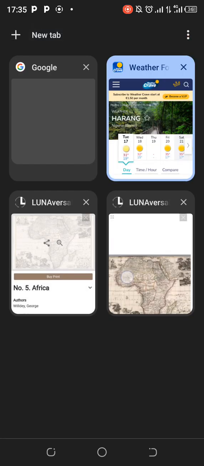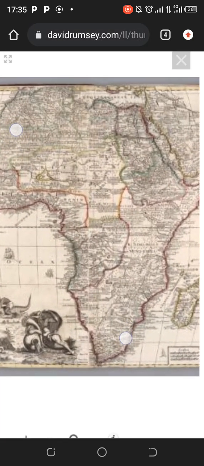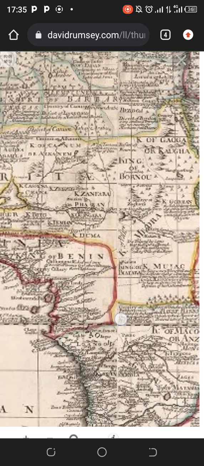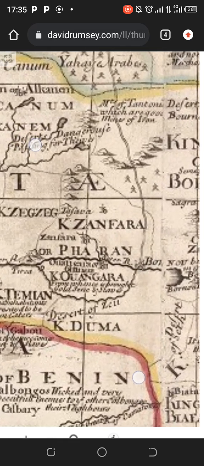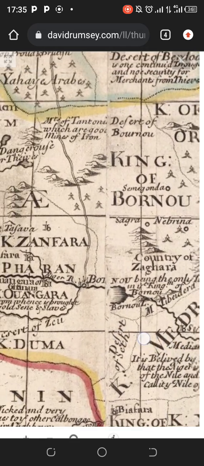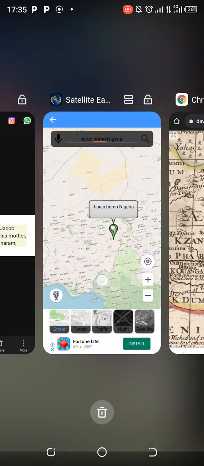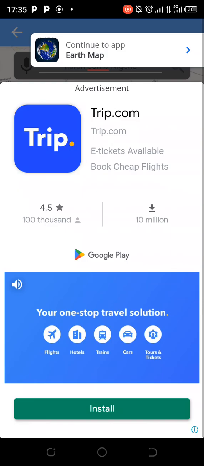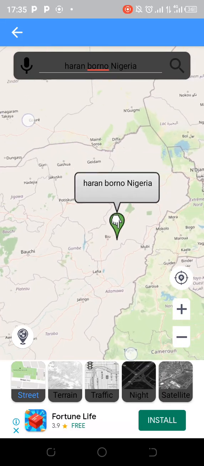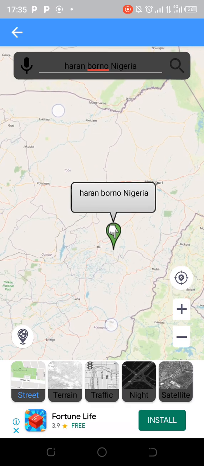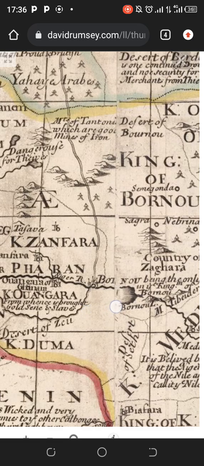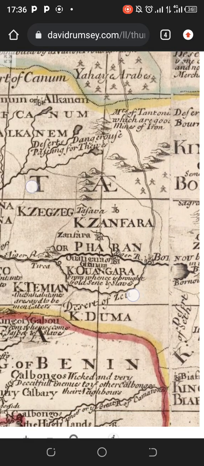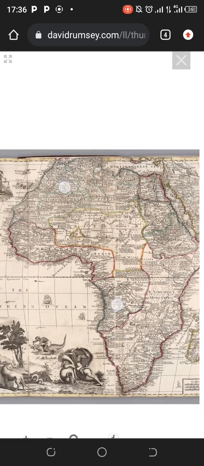You need to see the old map where the location of that Haran was. You see, this is Haran. Look at this very well. Is this not Haran? This is Haran, and then this is the King of Borno. This is Haran, and then this is Borno up there. You see, this is Maiduguri. This is Borno up, and this is Haran. This is Haran, and this is Borno State over here. Haran still stood in the same location. This is a 1711 map.